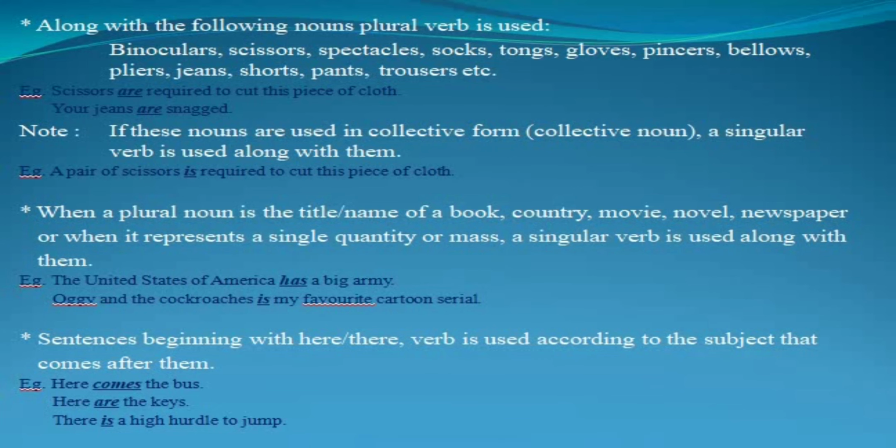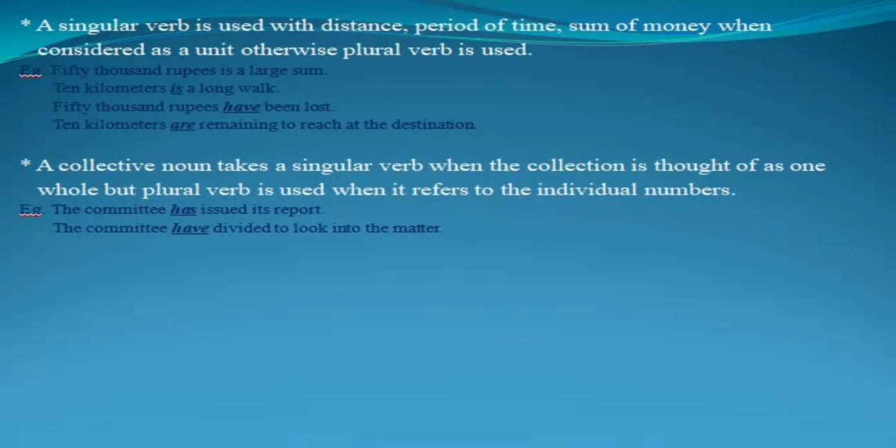Next point. A singular verb is used with distance, period of time, sum of money when they are considered as a whole or as a unit. Otherwise, we use a plural verb along with them. For example, 50,000 rupees is a large sum. 10 kilometers is a long walk.